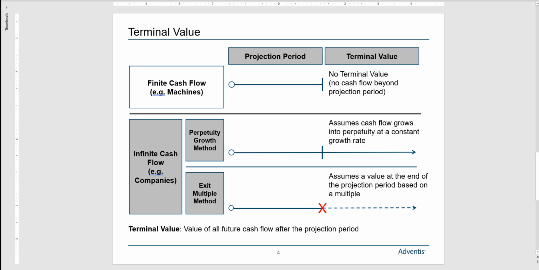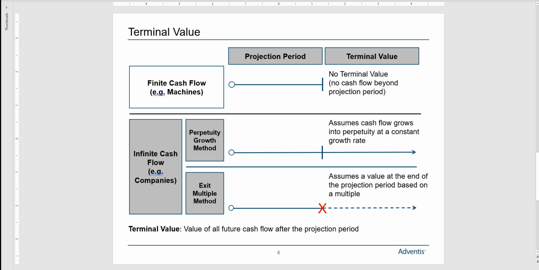Companies tend to operate well beyond a projection period, so you have to account for the cash flow that comes after the projection period. There are two general approaches to this, the perpetuity growth method and the EBITDA exit multiple method. We will start with the perpetuity growth method. In this method, we are assuming that the company keeps operating indefinitely, or into perpetuity, and that its cash flows grow at a constant rate.